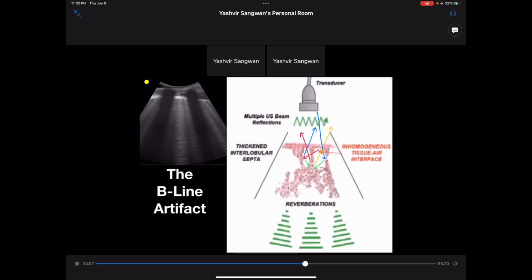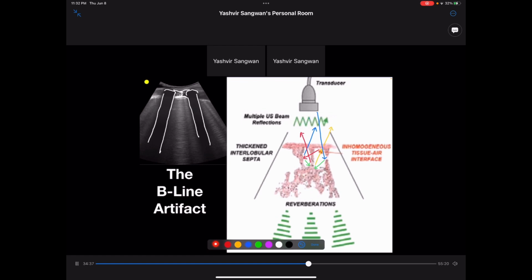Similarly, there is a B-line artifact. And what is happening here is that you look at a rib shadow. So that's definitely a rib. It has a rib shadow. That's another rib. It also has a rib shadow. So that means that this shiny line 0.5 to 1 centimeter below the rib shadow line is the pleura.